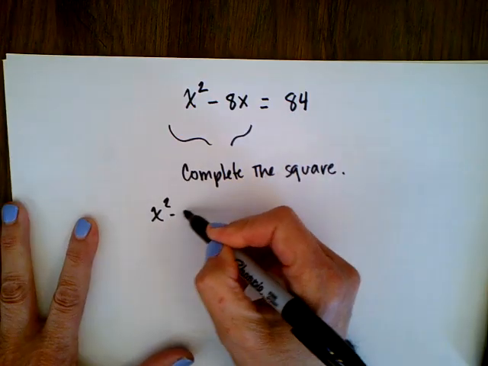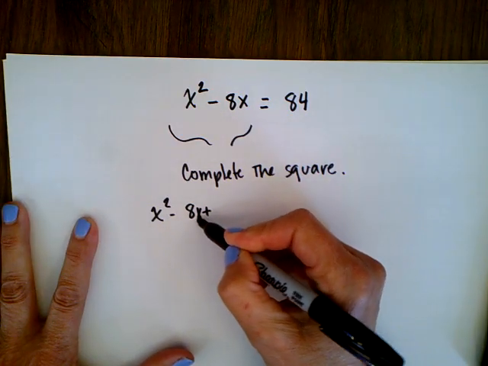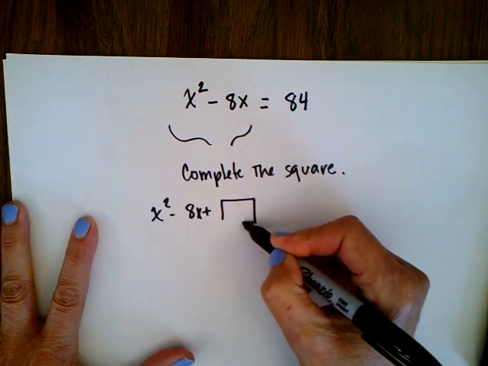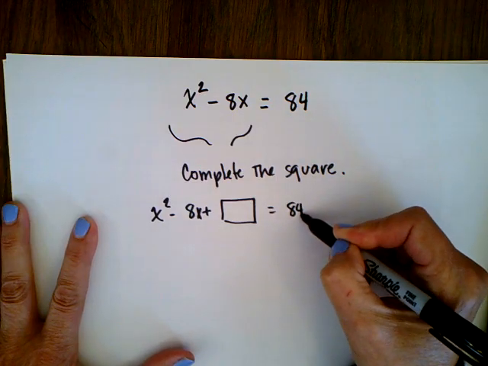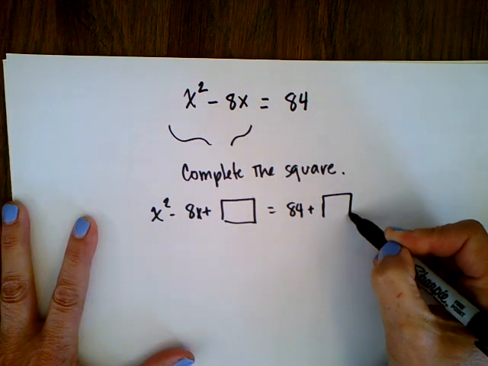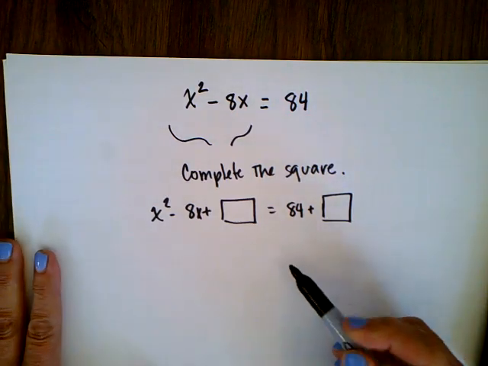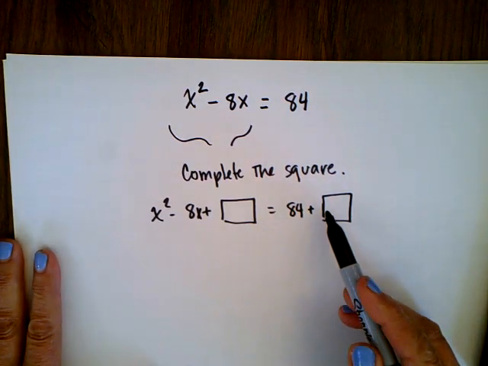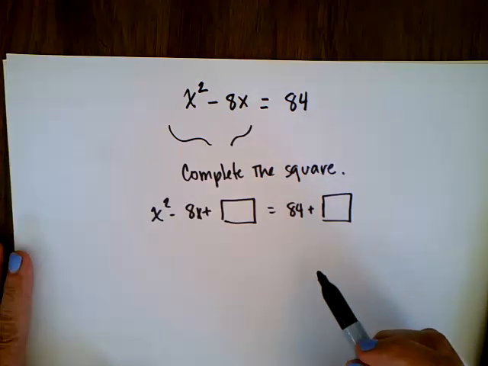I'm going to rewrite it and give myself some space. I'm also going to add an empty box to both sides because in algebra, whatever I add to one side, I need to add to the other. And this will help remind me.